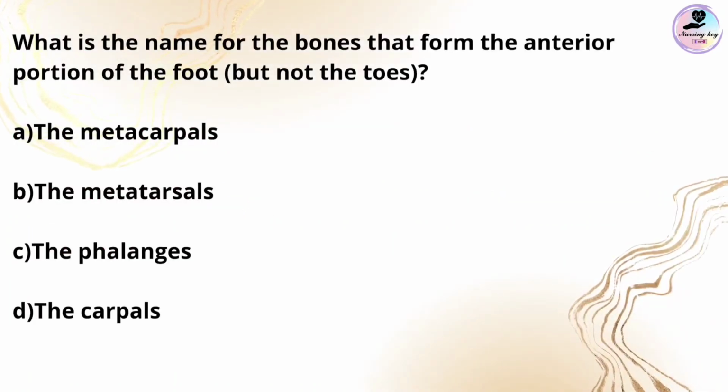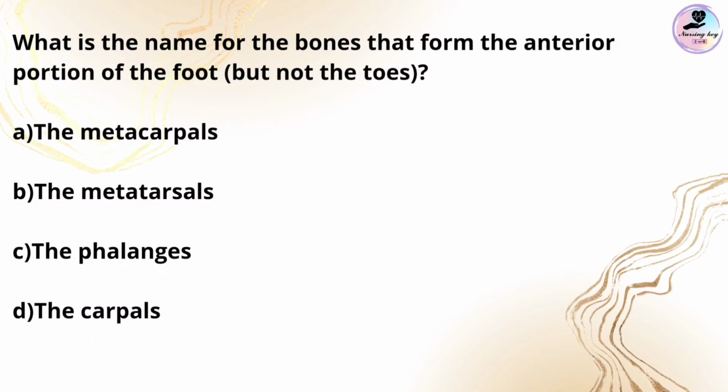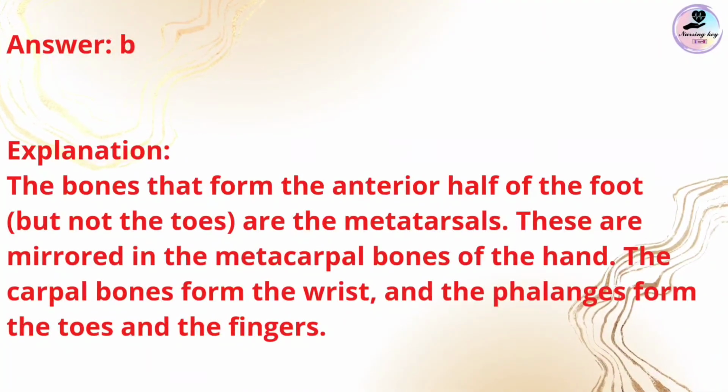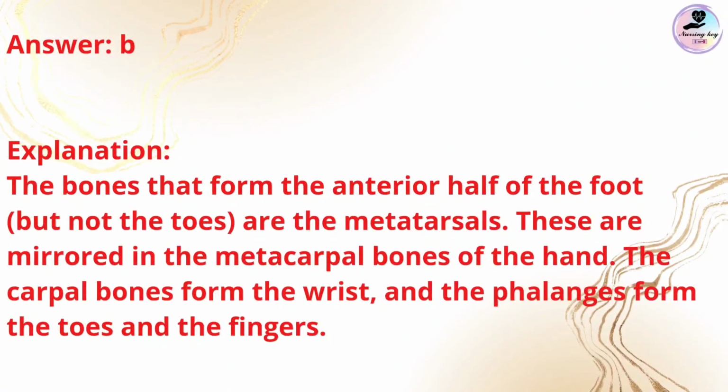Next question is, what is the name for the bones that form the anterior portion of the foot but not the toes? A. the metacarpal, B. the metatarsal, C. the phalanges, D. the carpals. Option B, the metatarsal is the correct option. The bones that form the anterior half of the foot but not the toes are the metatarsals. These are mirrored in the metacarpal bones of the hand. The carpal bones form the wrist and the phalanges form the toes and the fingers.